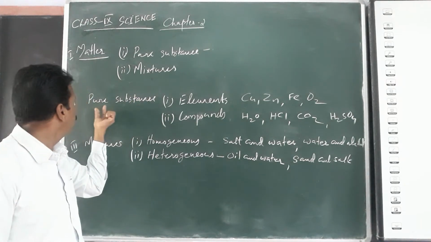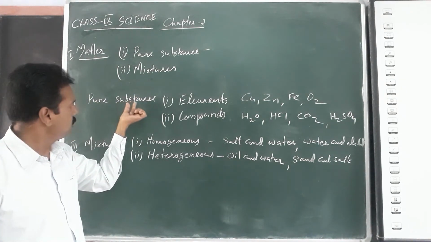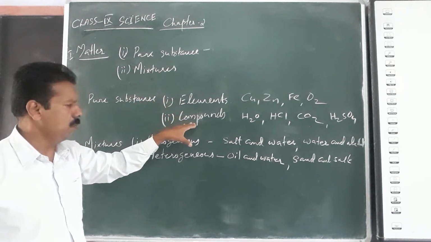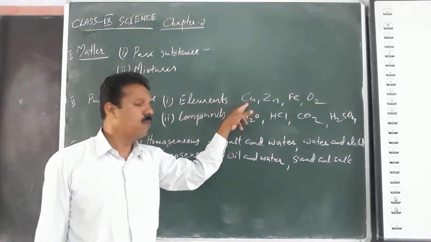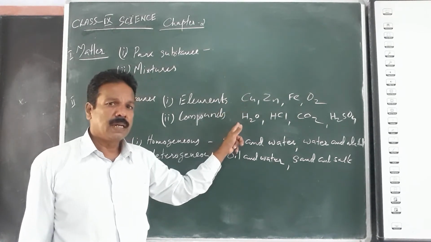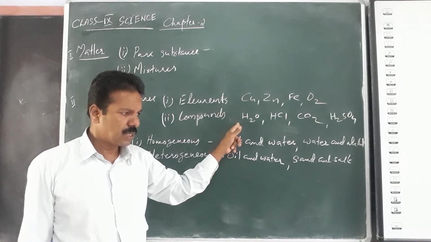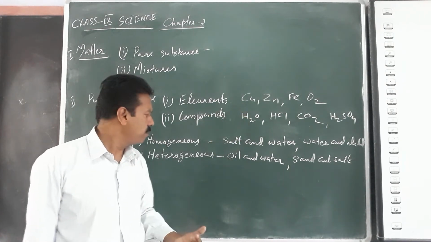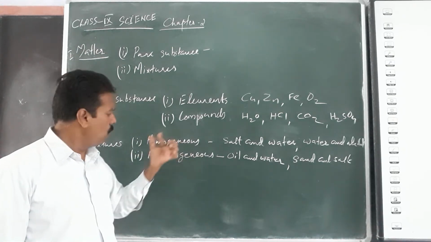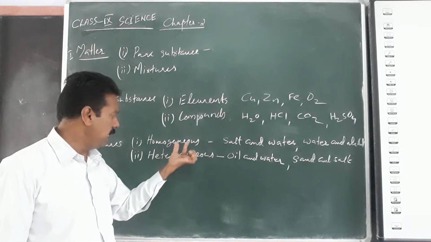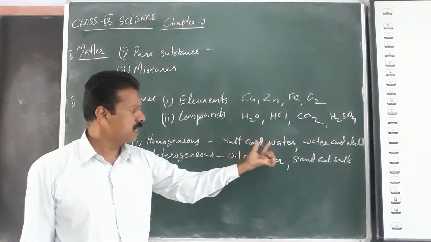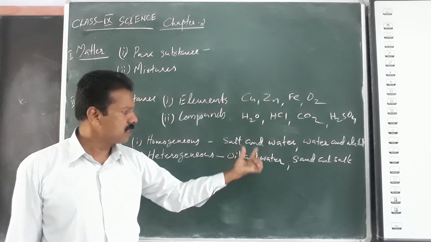After that you have to think about the pure substance. Pure substance may be elements or compounds. Elements contain only one type of particles, but compounds have more than one type of element composed in a fixed proportion. And mixtures may be either homogeneous or heterogeneous. The examples are salt and water, water and alcohol, oil and water, sand and salt.